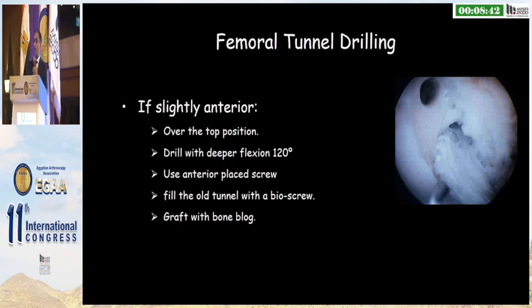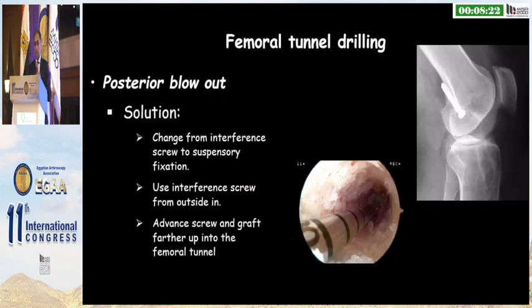The worst case scenario, you can drill your tunnel where you want and use a suspensory mechanism to fix the graft and insert a screw anterior to the graft at the joint line to keep it from slipping anterior. So what about if you blow the posterior part and you have no posterior wall to put your screws? I think this part is easy.